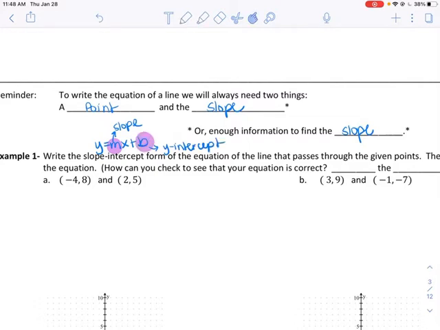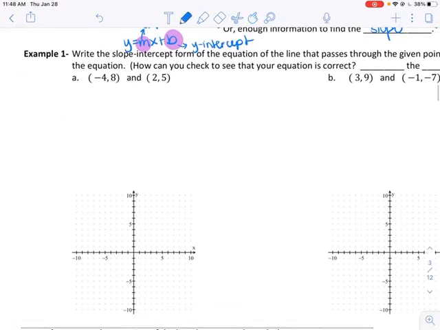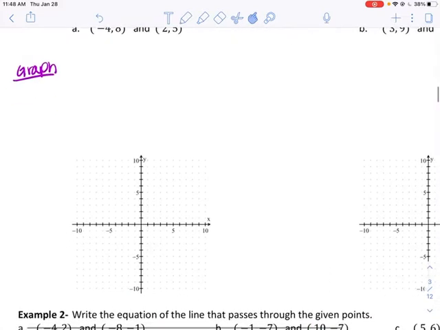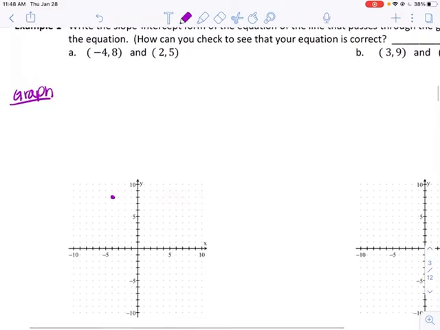I'm going to show you a couple different ways how to find the slope and y-intercept when you're just given 2 points. The first one is probably the one that comes most naturally to you. It is to graph those 2 points and then to look for the slope and y-intercept. So I'm going to graph (-4, 8), right there, and then (2, 5). Now remember, my goal is that I want to find the equation of this line. Let's graph the line.